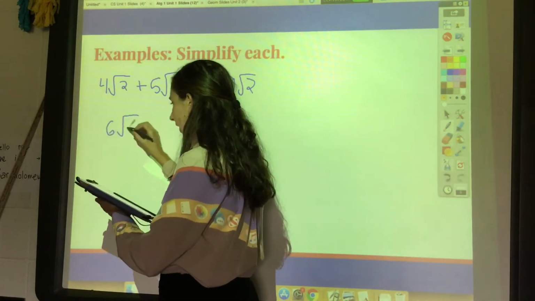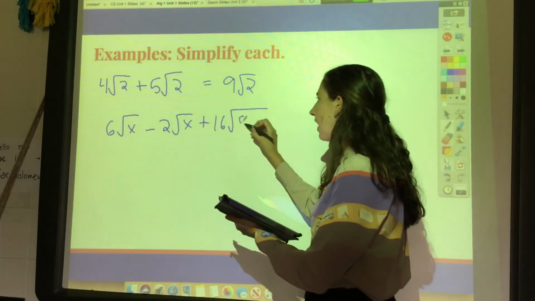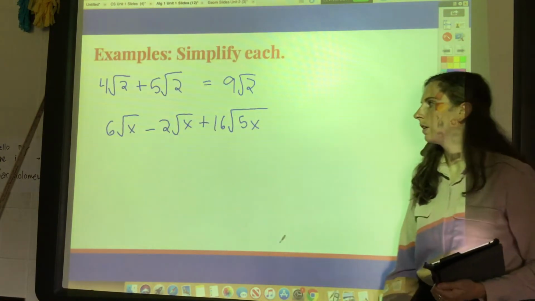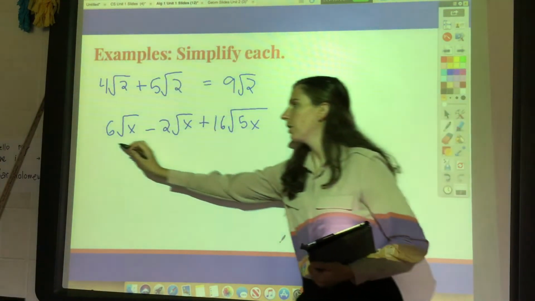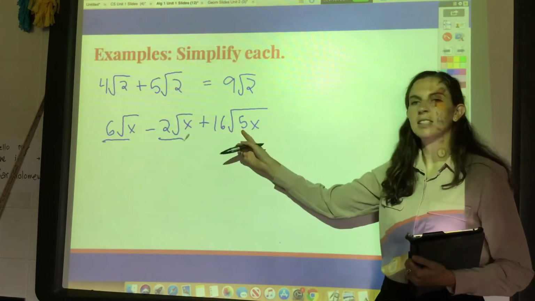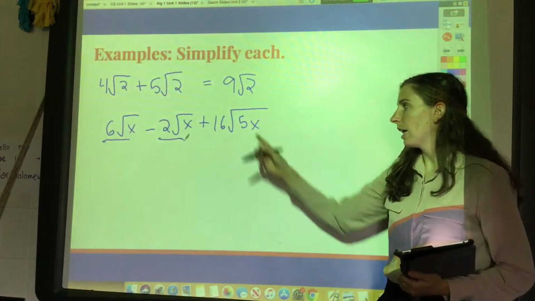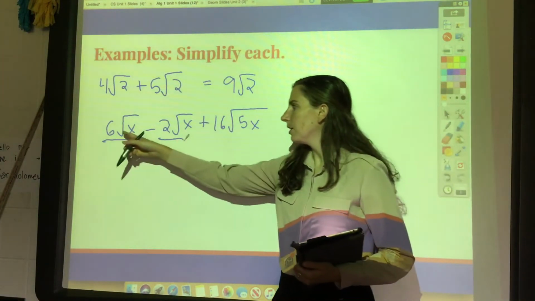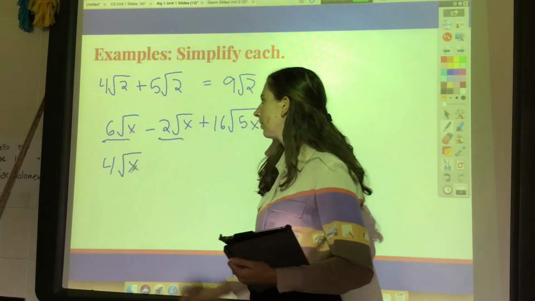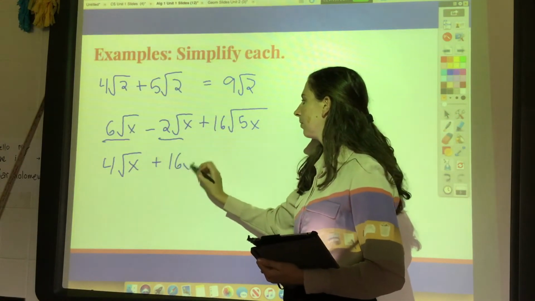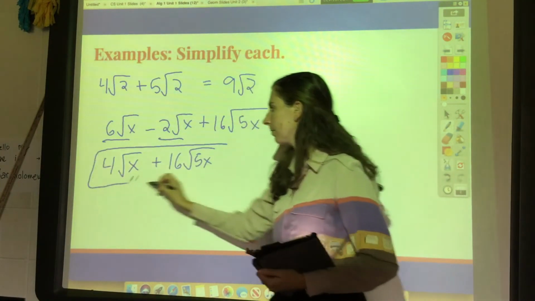What if we had 6 root of x minus 2 root of x plus 16 root of 5x? Again, to be like terms, they have to have the exact same radical. So these two are the same, but this one's not, because square root of 5x is not the same as square root of x. So that one's just going to have to stay as it is. These two, if I have 6 but take away 2, that leaves me with 4 root of x, plus this. Nothing else breaks down here, so we are done.